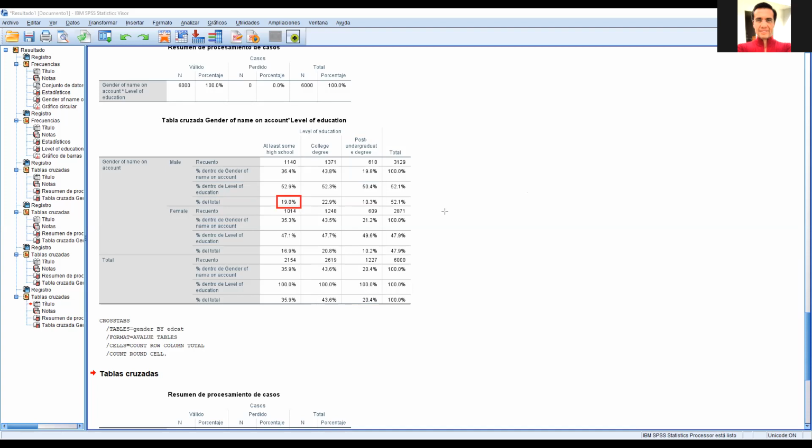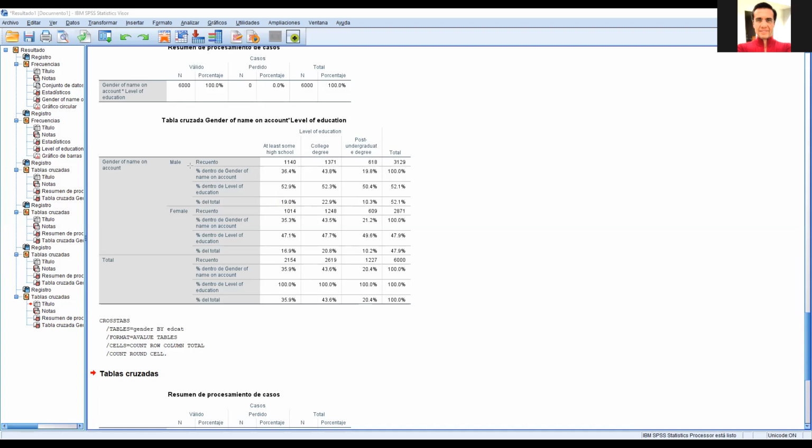Pablo, can you tell me what is this 19%? Yes, the males that go to high school represent 19%. Exactly, perfect. Both male and at least some high school. So when we are perfect, it seems that we are doing fine.